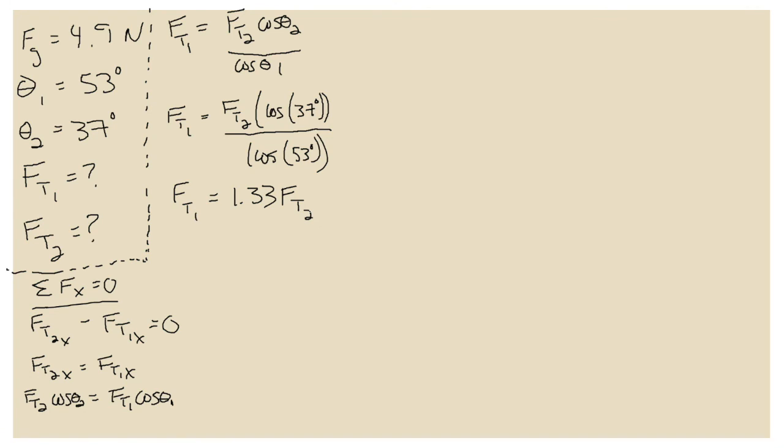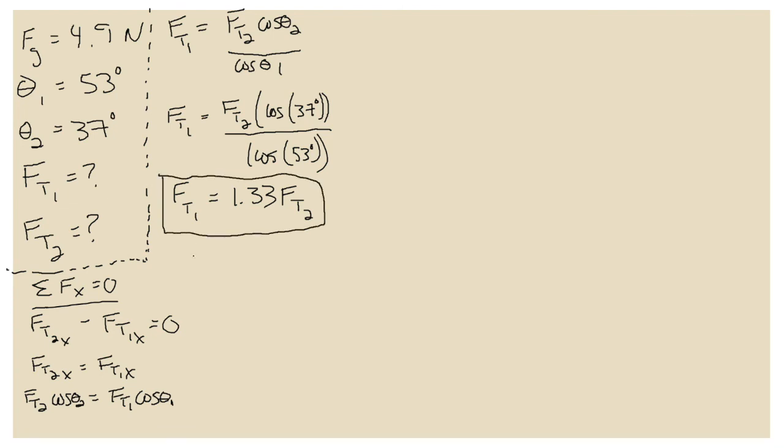And if you chose to solve it for Ft2 instead, then what you should have is that Ft2 equals about 0.752 of Ft1. Really, it should be cosine of 53 over the cosine of 37, and that would give you 0.754, actually, if you don't round first. So that's the idea. Okay, so there's our result from our x equation.